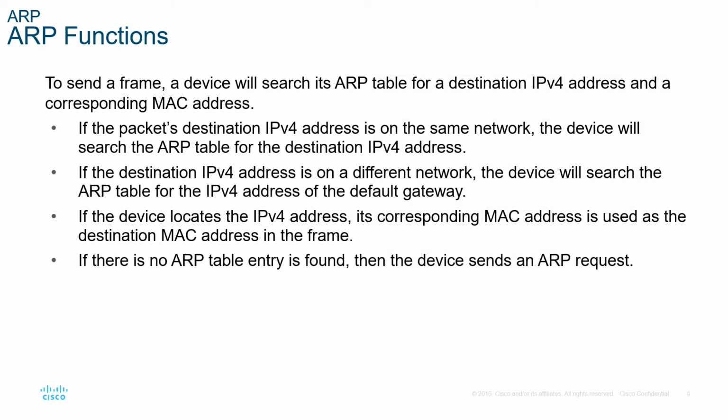To send the frame, a device will search its ARP table for the destination IPv4 address and a corresponding MAC. If the packet's destination IPv4 is on the same network, the device will search the ARP table for the destination IPv4. If it's on a different network, then it will search the ARP table for the IPv4 address of the default gateway. If the device locates the IPv4, its corresponding MAC address is used as the destination MAC address in the frame. And if no ARP table entry is found, then it will send an ARP request.